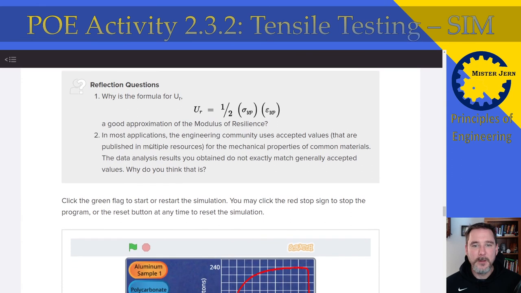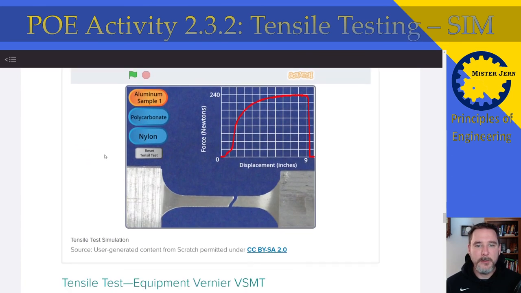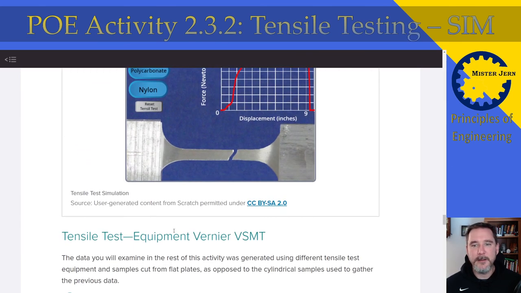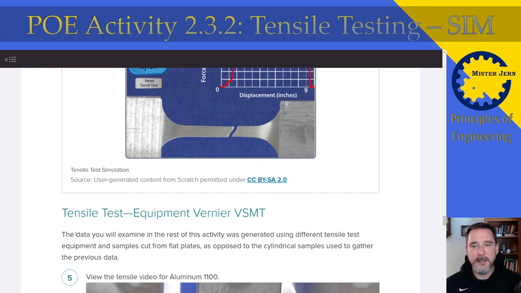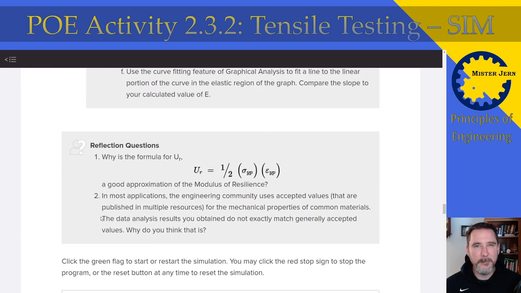Reflection question. What I'm going to do here is stop, and we're going to talk about the additional testing in a different video. I don't want to get into that. I just want to stop right here. That way you can use this to help you through the first part of 2.3.2, I hope. And if you've got any questions, just let me know. Or if you're watching this and you don't have me as a teacher, ask your teacher.